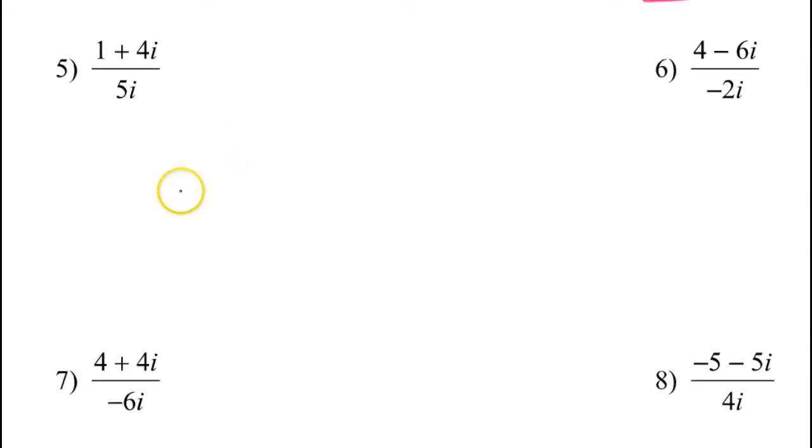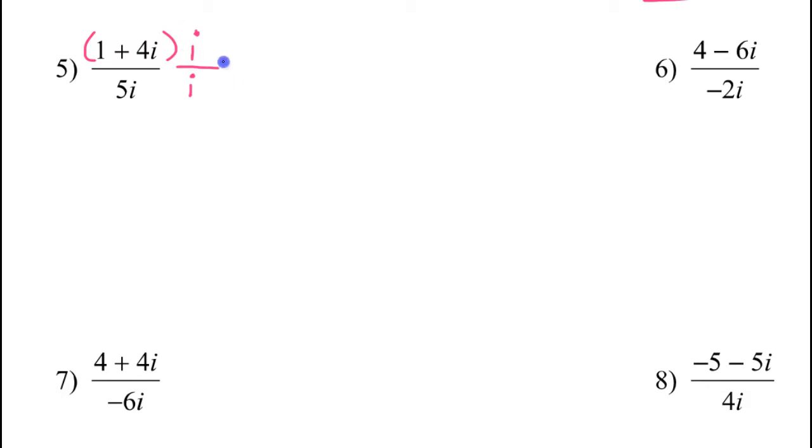When you have a monomial like these, it's very simple. All you have to do is multiply the numerator and the denominator by i. Now this is legal because you're multiplying by something divided by itself. So i divided by i is going to be 1, so we're not really changing anything.